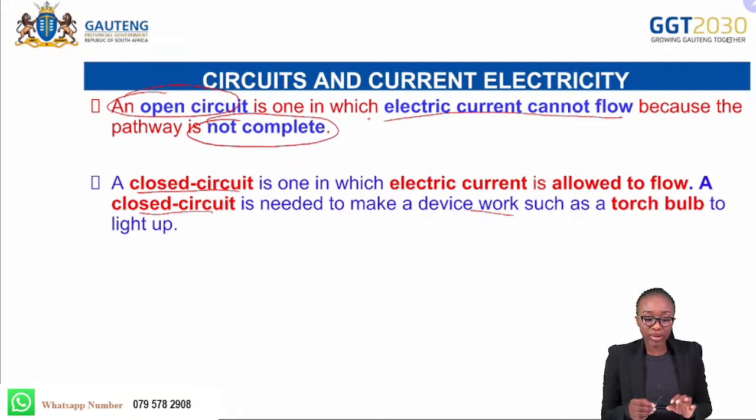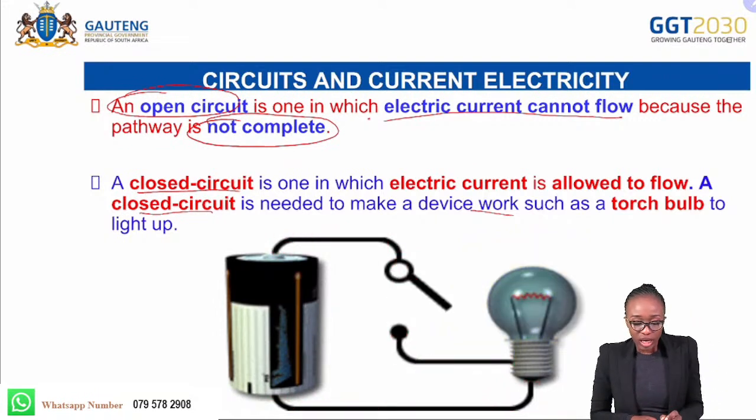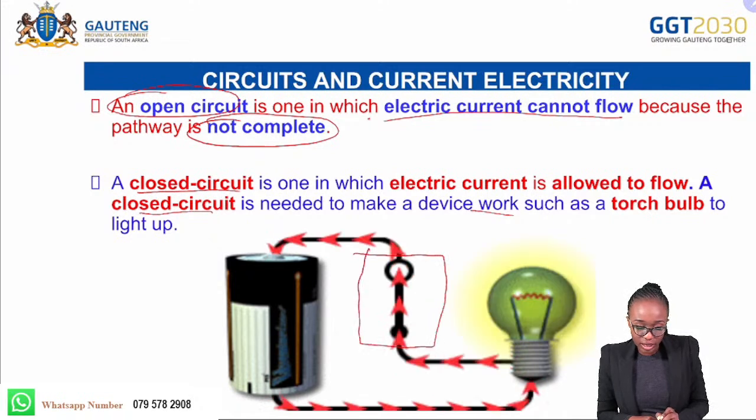So you need to remember, in an open circuit, electric current cannot flow because the pathway is not complete. In a closed circuit, electric current is allowed to flow because it is a complete circuit. So open circuit, current cannot flow. Closed circuit, current can flow. Okay, now let's look at this diagram here. I want you to focus on this particular area there.